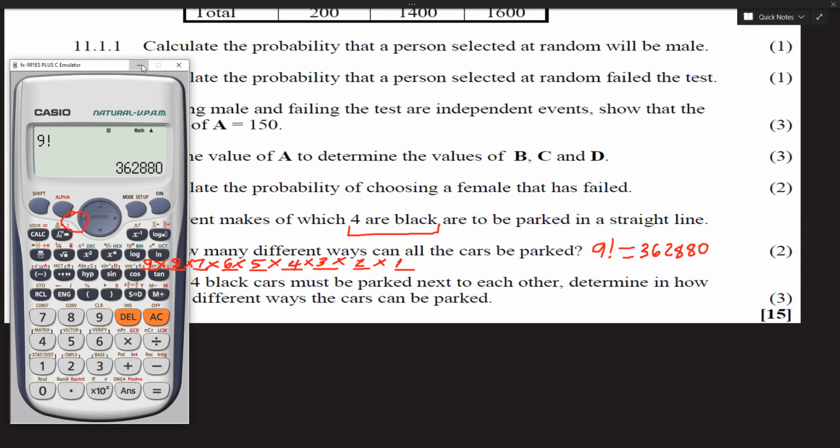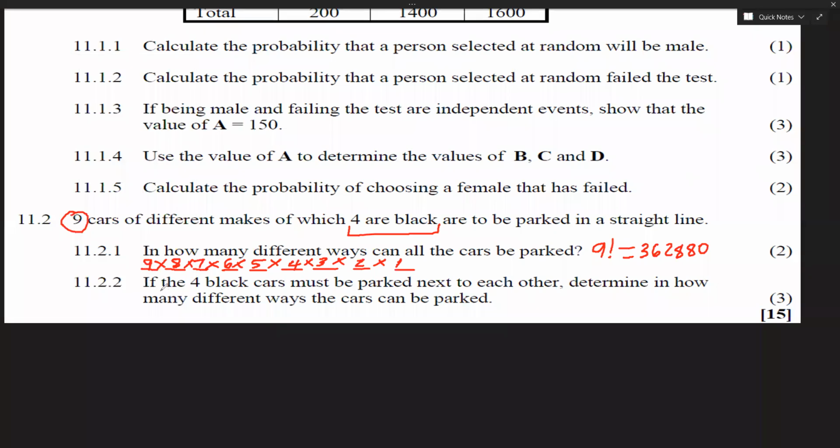So now we're going to do the next question. Okay, let me just create spaces again. 1, 2, 3, 4, 5, 6, 7, 8, 9. So here there's a condition. They say the 4 black cars must be parked next to each other. So the 4 cars must always be parked next to each other. So 1, 2, 3, 4. So the 4 cars will be there, right?